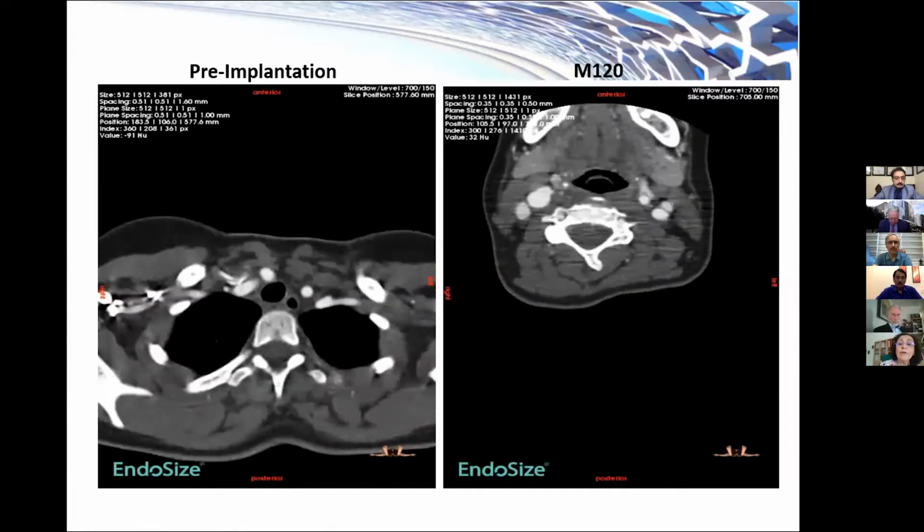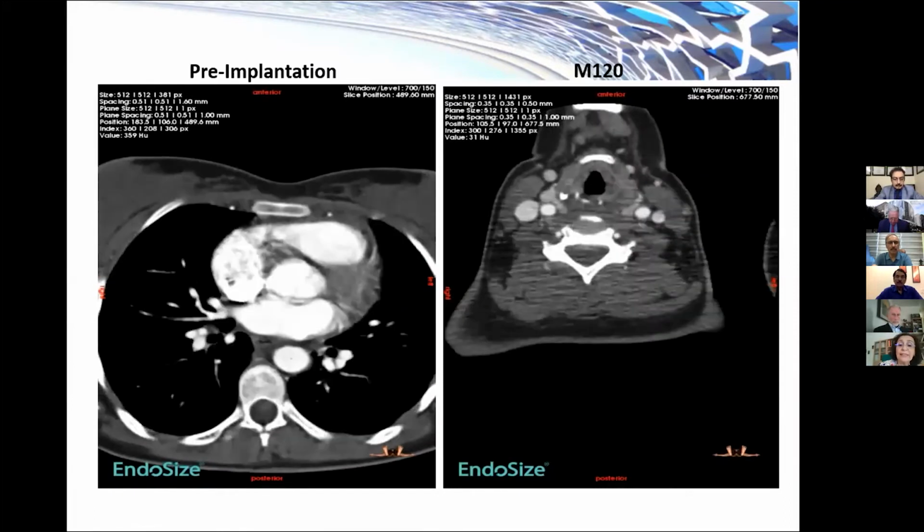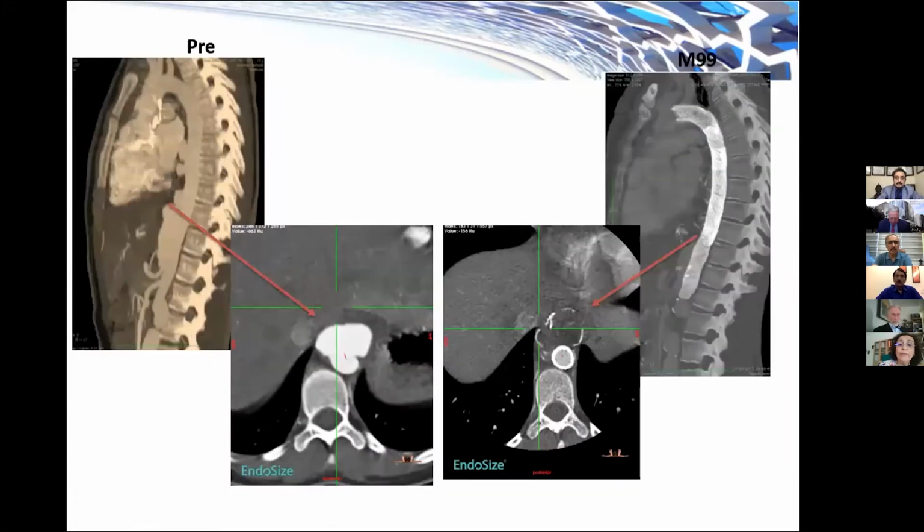Also in the transversal slide, and at the same level, we can see the evolution of this aneurysmal sac before the implantation of the MFM. And at 10 years, we could see that the aneurysmal sac is completely excluded at this level.